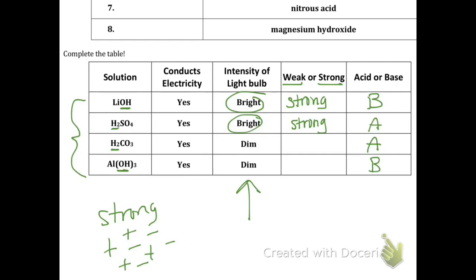Here, if you have dim, then we know it's a weak acid. It's a weak base. It's a weak electrolyte. If something is weak, then you only have a little bit of charges, and therefore the light bulb is very dim, so it still lights up because you have some, you just don't have a lot, and therefore it is a weak electrolyte. It's a weak acid or base. All right, good luck on your quiz.